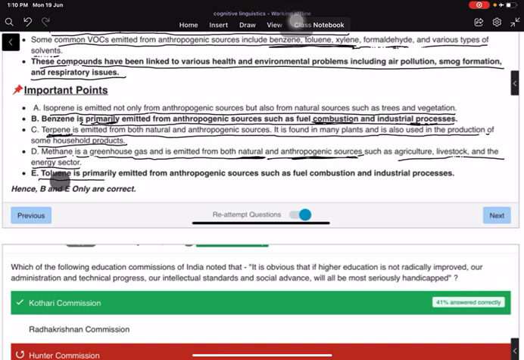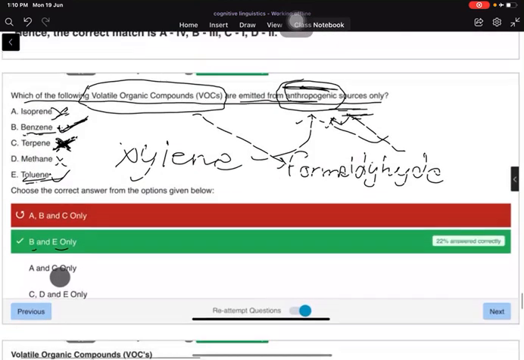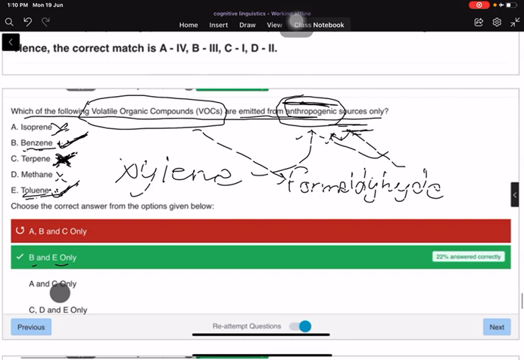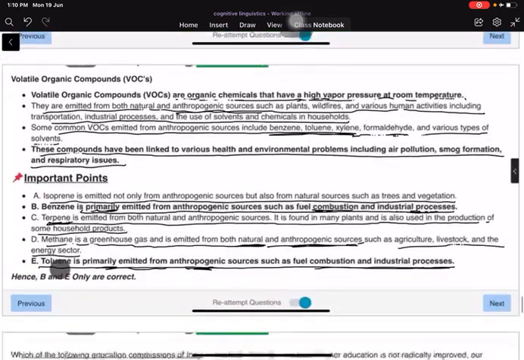And toluene is primarily emitted from anthropogenic sources such as fuel combustion and industrial processes. So toluene, benzene, and xylene, formaldehyde.